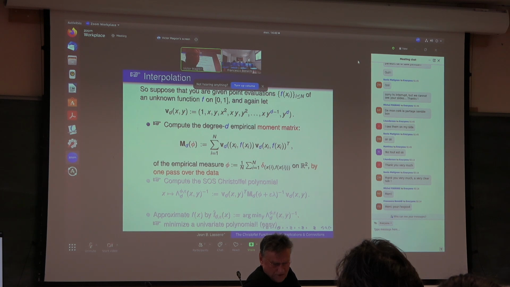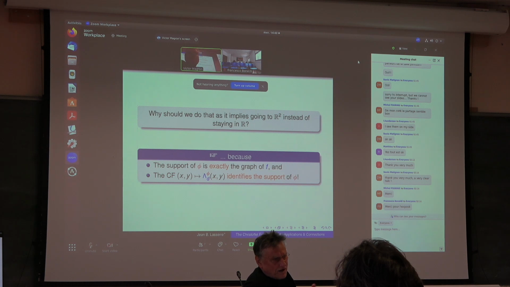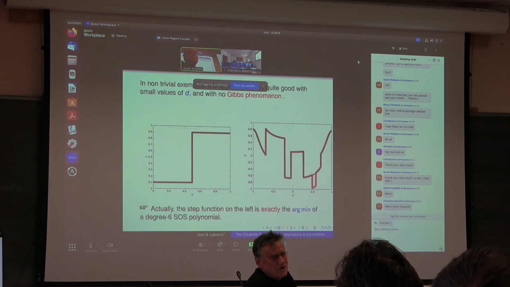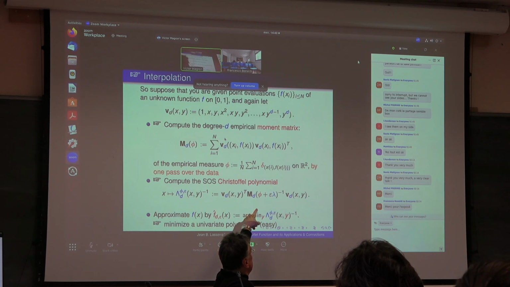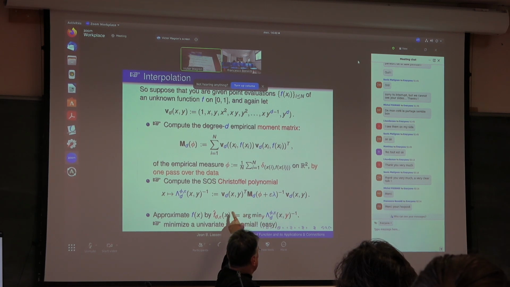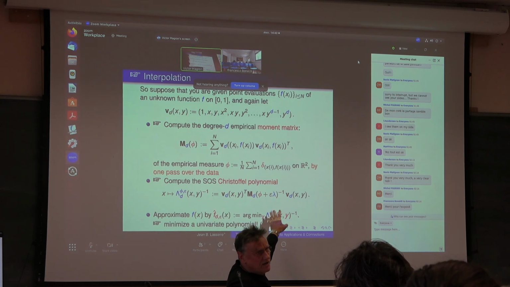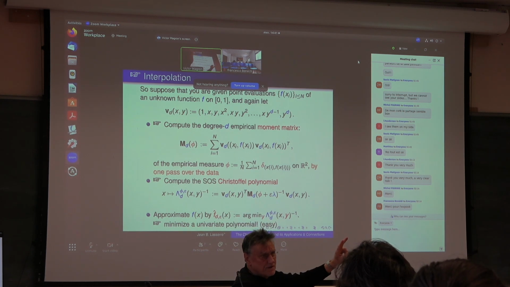So when you do that, I'm not going to detail, but when you look at the Christoffel function of this two-dimensional measure, there is a way to approximate your function. So your approximate will be this point here. So you compute your Christoffel function associated with this measure phi. And then you fix x and you look at, so this is a polynomial of degree d in 2 variables, x and y.